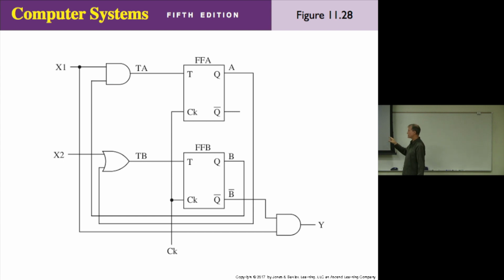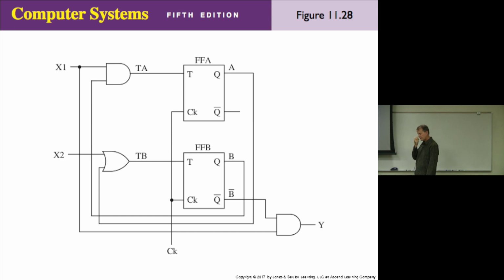Furthermore, in between the clock pulses, A and B will be in some state, and X1 and X2 will have some values, and this output Y is going to depend on that. What's coming into Y? B prime, the bar is the same as prime. So B bar and X1. So this Y is going to depend on a state and on an input. Is everybody with me on this?